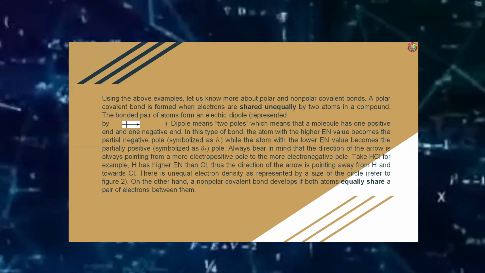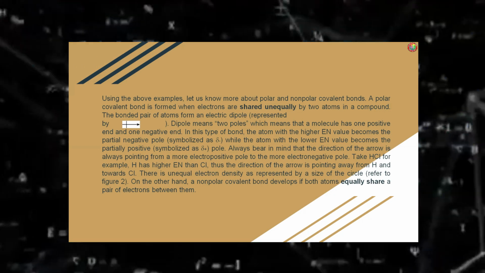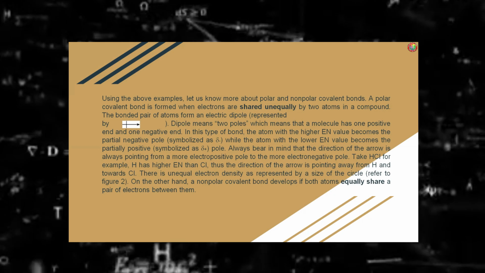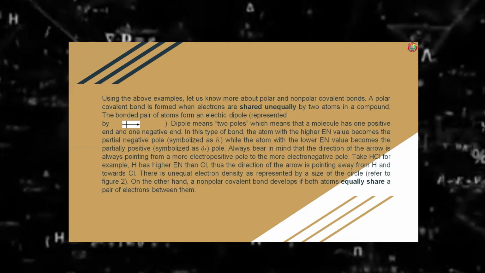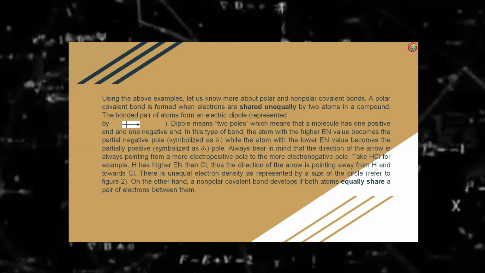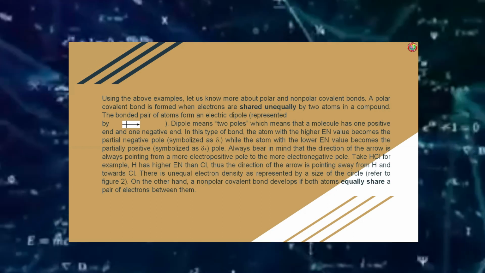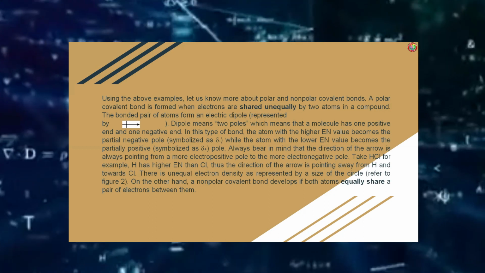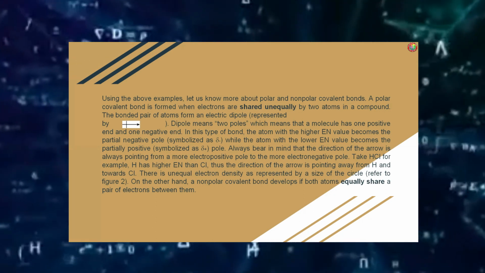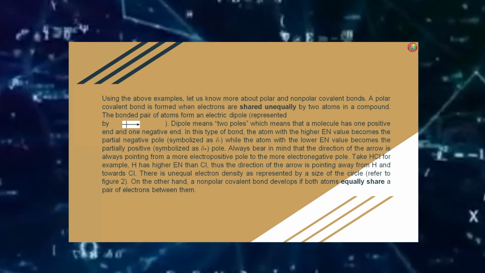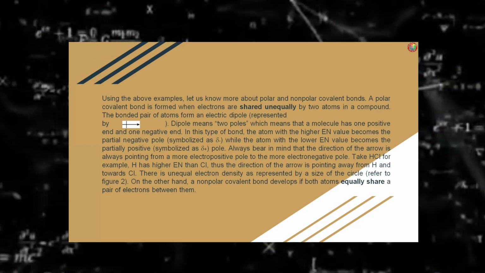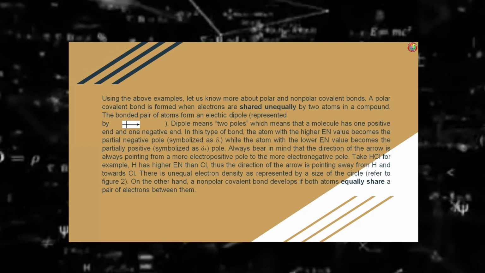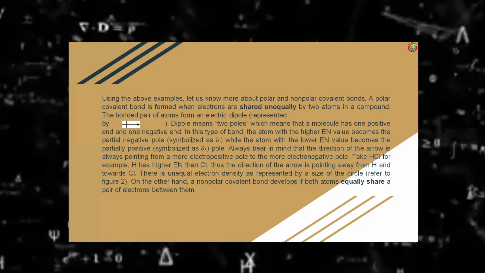Chlorine has higher electronegativity than hydrogen. Thus, the direction of the arrow is pointing away from hydrogen and towards chlorine. There is an equal electron density as represented by the size of a circle. On the other hand, a non-polar covalent bond develops if both atoms equally share a pair of electrons between them.